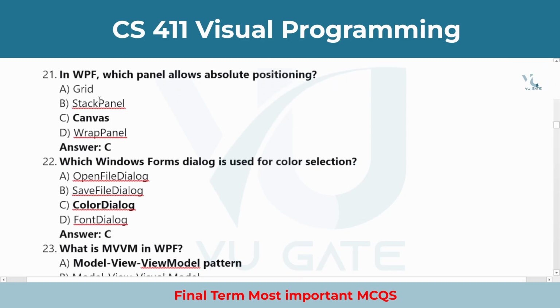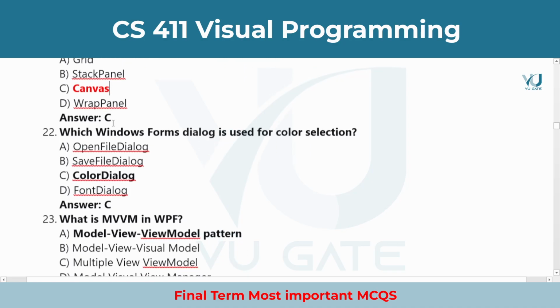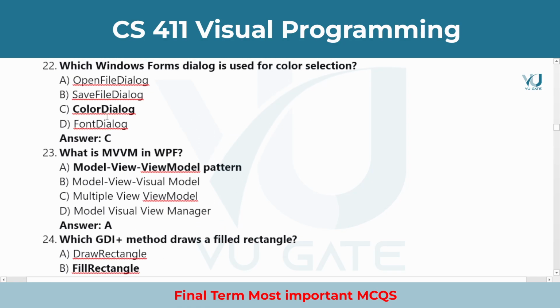Question 21. In WPF, which panel allows absolute positioning? The correct answer is option C, Canvas. Question 22. Which Windows Forms dialog is used for color selection? The correct answer is option C, ColorDialog.